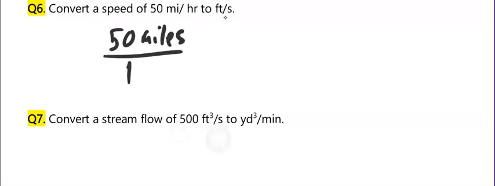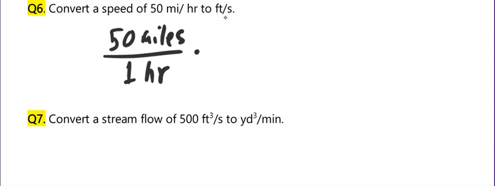Next question. Convert speed of 50 miles per hour to feet per second. So I've got to convert miles per hour to feet per second. Notice that miles need to convert to feet, and hours need to convert to seconds. So I'm starting with 50 miles per hour as 50 miles divided by 1 hour.